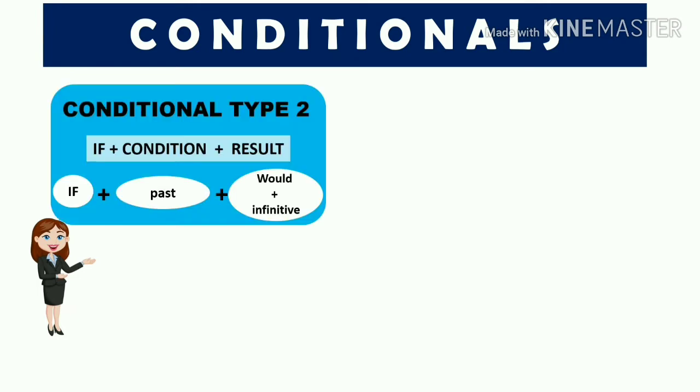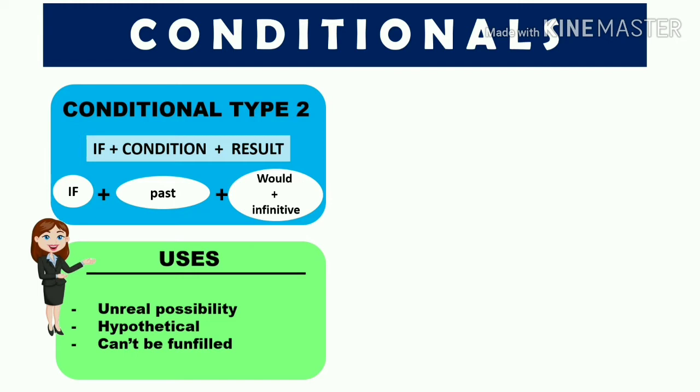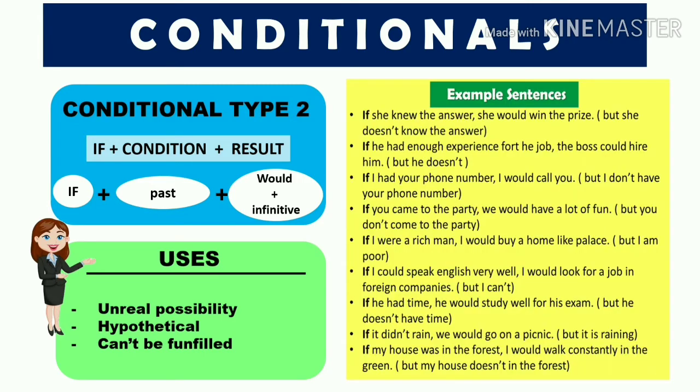Now, conditional type 2 is composed of if plus condition plus result. The difference between the first ones and this one is that it is composed of if plus the verb in the past plus would and the verb in the infinitive form. We use conditional type 2 for unreal possibility, for hypothetical possibility. It can't be fulfilled because we're talking about something now, so we use an unreal past. For example, if she knew the answer, she would win the prize. Now, she doesn't have the prize because she didn't answer. So if she knew the answer, she would win the prize, but she doesn't know the answer.